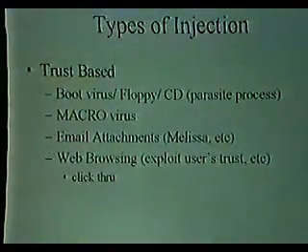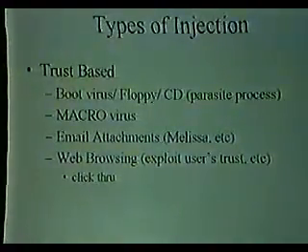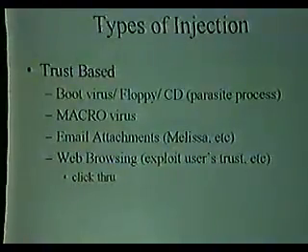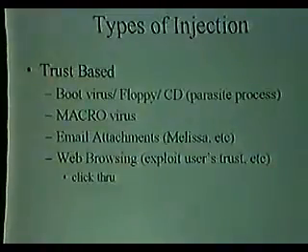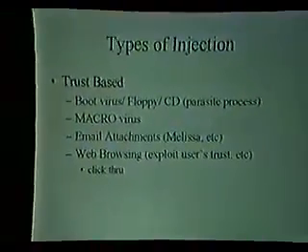Trust-based spreading could be like any of the stuff you've known for years with the virus underground: boot floppies, things like that. Let me go through here. Melissa is obviously another good example of a trust-based exploitation. I'm opening mail from somebody I thought I knew.